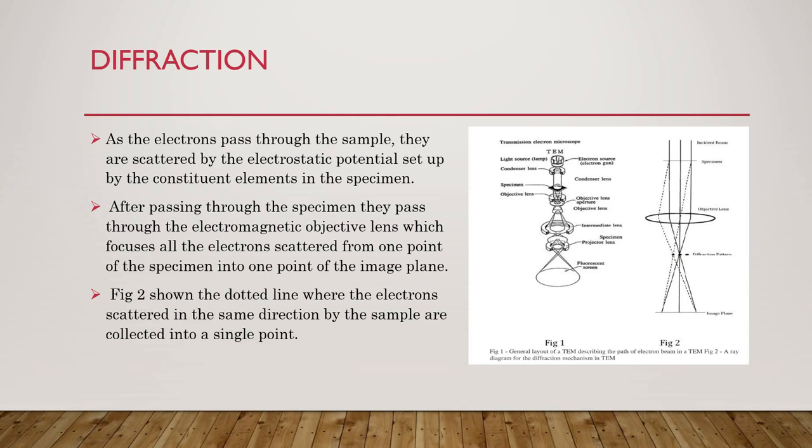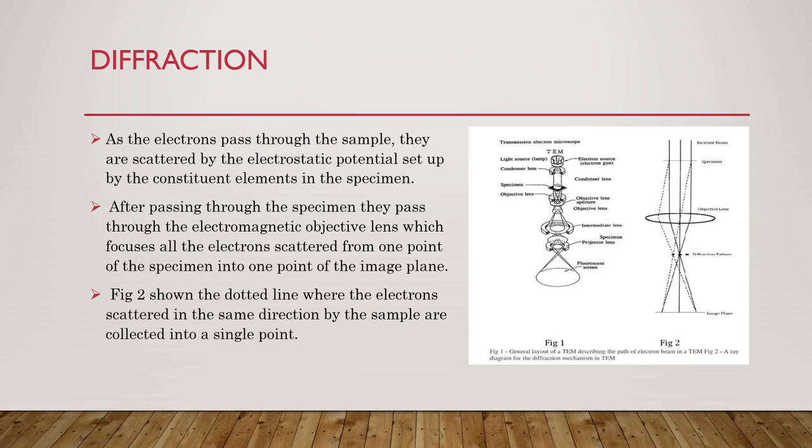Next is diffraction. Figure 2 shows a simple sketch of the path of a beam of electrons in a TEM from just above the specimen and down the column to the phosphor screen. As the electrons pass through the sample, they are scattered by the electrostatic potential set up by the constituent elements in the specimen. After passing through the specimen, they pass through the electromagnetic objective lens, which focuses all the electrons scattered from one point of the specimen into one point in the image plane.